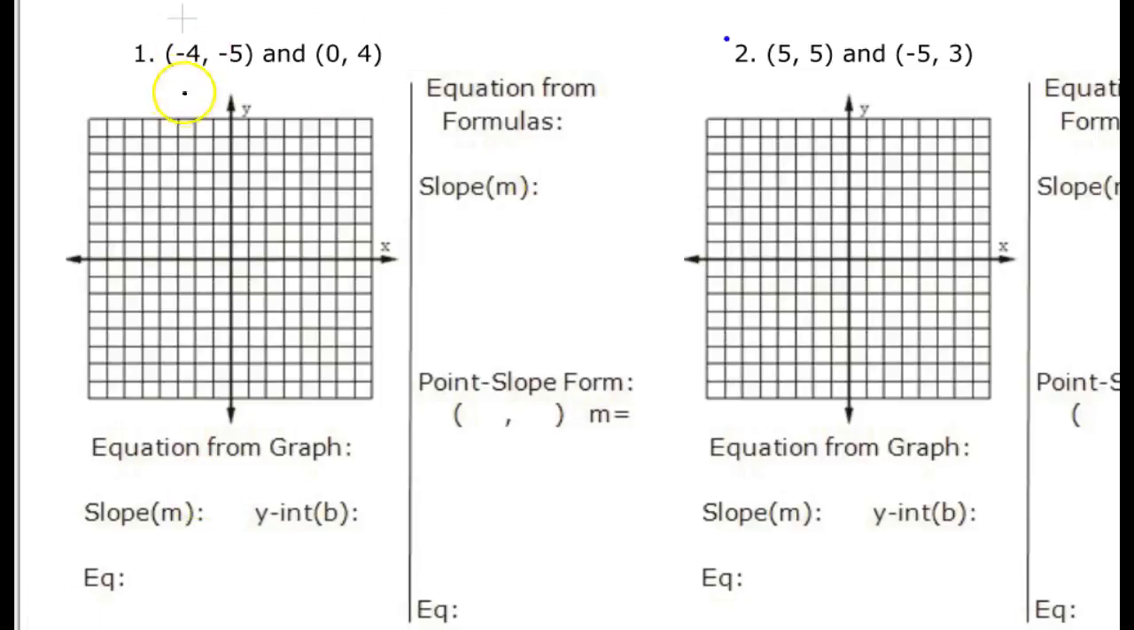So we're going to start by graphing this. Go to -4, -5: 4 to the left, 5 down. And 0, 4. 4, right there. And then we need to find out the rise and run with that slope, and then find the slope.